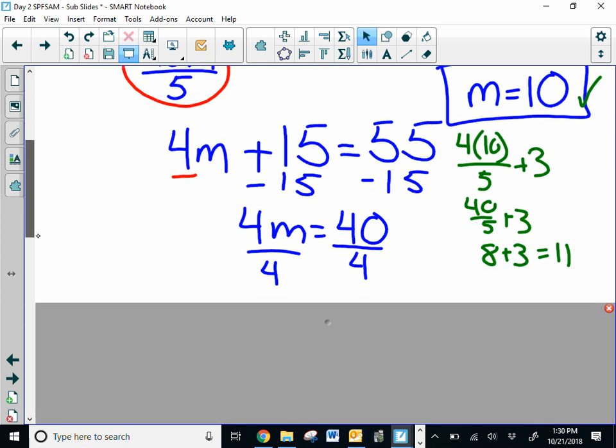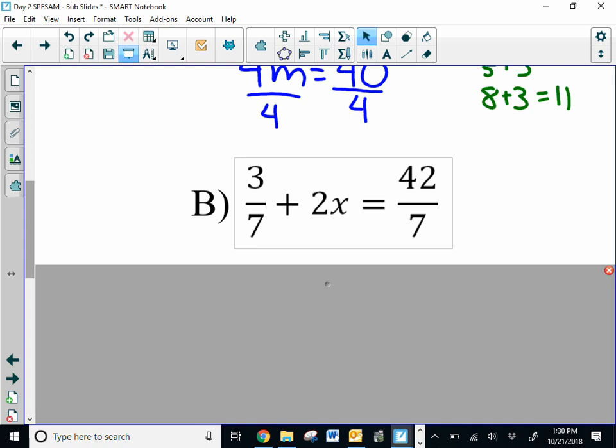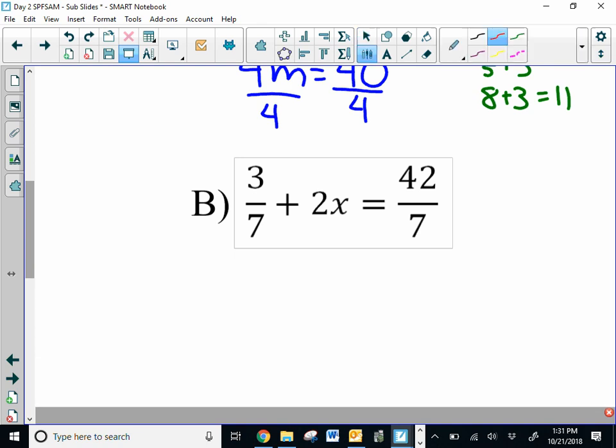All right, let's look at another example. All right. So here we have 2 fractions. Luckily, both of them have the same denominator. Right? We have 3 over 7 plus 2x equals 42 over 7. Now, if they had different denominators, you'd do the same thing. But we'll see a little bit more of that later. So again, there's no subtraction, no parentheses, so we just have to get rid of our fractions.